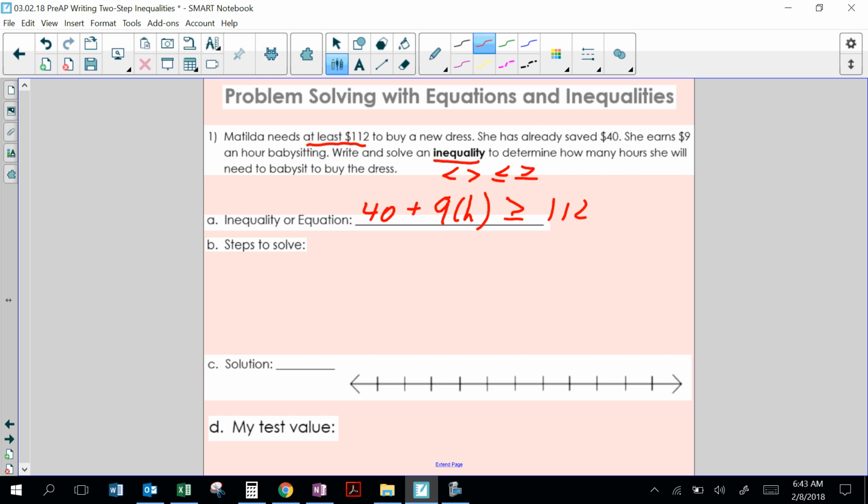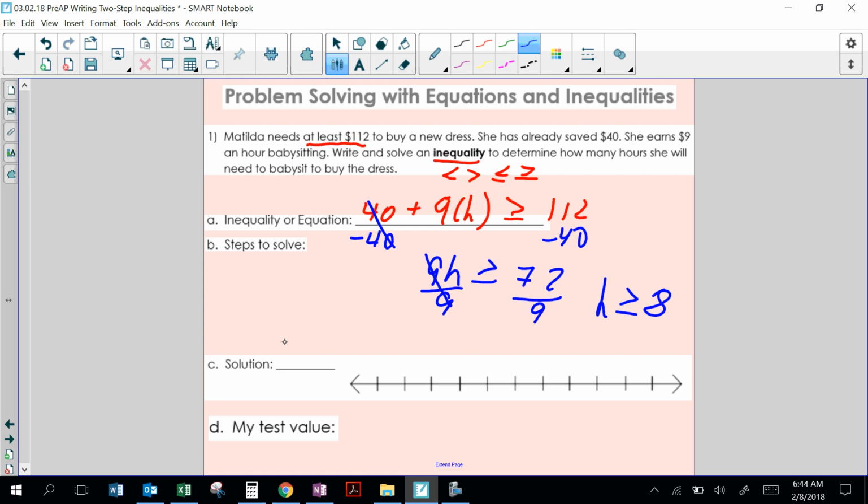So now let's go through the steps to solve it. I need to isolate the variable. Here's 9h, so I need to get rid of the constant. I subtract 40 from both sides. 9h is greater than or equal to 112 minus 40, which is, I believe, 72. What's the inverse of multiply? Divide. Divide, cancel, because this makes one whole. H is greater than or equal to 72 divided by 9, which is 8. That means she must work 8 hours or more.